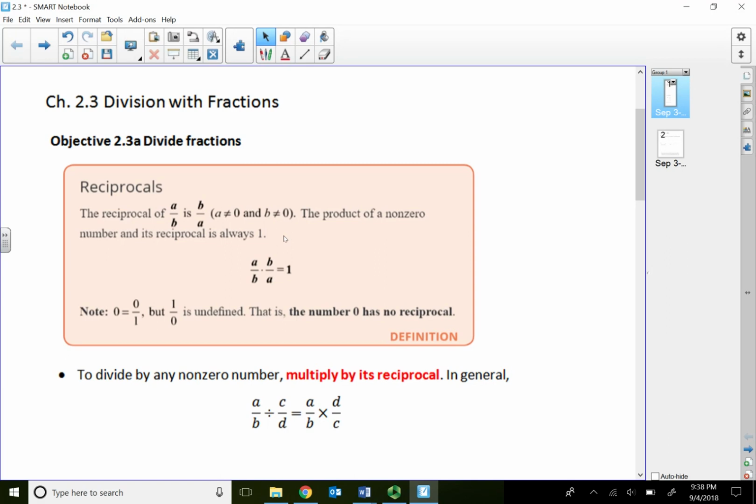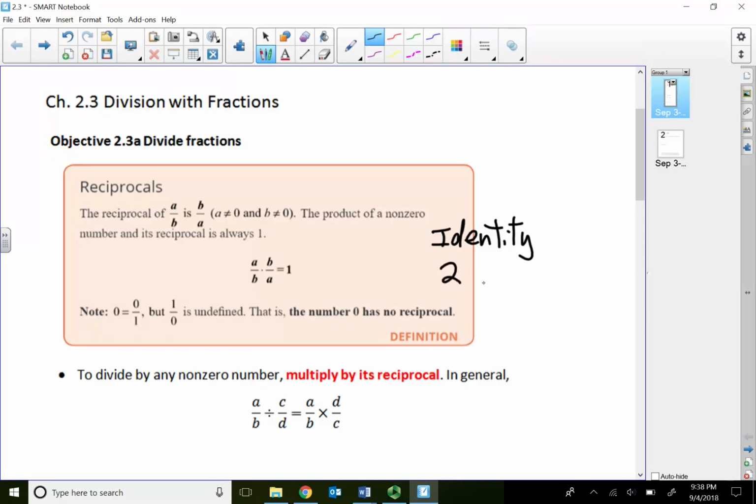Okay, so when we talk about the identity property of multiplication, like if I have a 2 times its reciprocal, it will always equal 1. Basically, we are talking about the reciprocal of any number times itself will always equal 1. The product of a non-zero number and its reciprocal, when I multiply them, is always equal to 1.